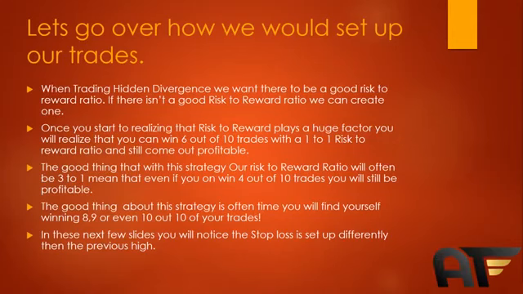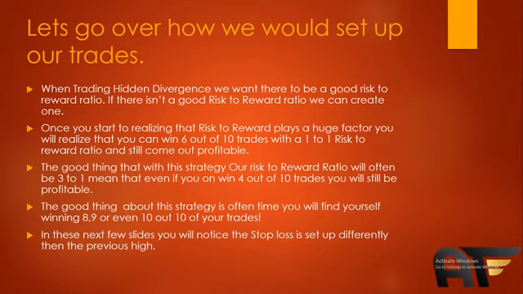Let's go over how we would set up our trades. When trading hidden divergence, we want there to be a good risk to reward ratio. If there isn't a good risk to reward ratio, we can create one. Once you realize that risk to reward plays a huge factor, you will notice you can win 6 out of 10 trades with a 1-to-1 risk to reward ratio and still come out profitable. The good thing with this strategy is our risk to reward will often be 3-to-1, so even if you win 4 out of 10 trades, you will still be profitable. Oftentimes you'll find yourself winning 8, 9, or even 10 out of 10 of your trades.